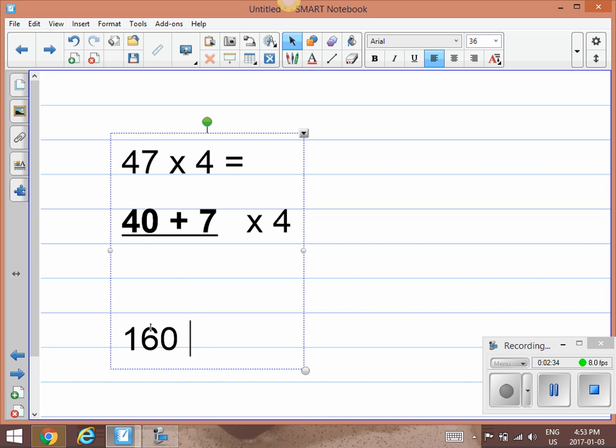So this is one way that we estimate as we're going along. If we need to figure out exactly what this answer is, we've already multiplied the 40 and the 4, but we still have 7 4s left over. So we multiply that 7 times 4, which is 28, and then add those together. When we add them together, we have 188.